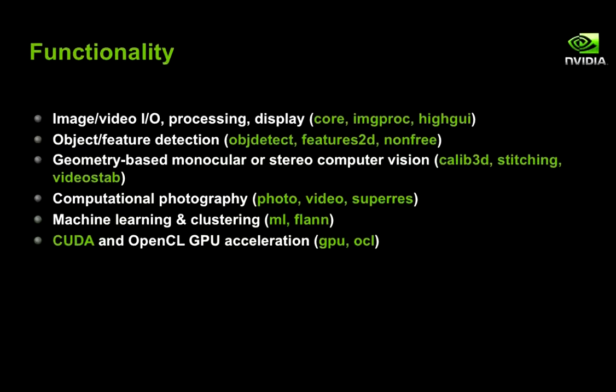There are also modules for object and feature detection. There are modules for doing geometry-based or stereo computer vision, and recently modules have been added for computational photography. There are modules for machine learning and clustering, which contain all your pattern classifiers as well as a number of clustering techniques. And then, like I mentioned, there are also modules for GPU, in CUDA as well as OpenCL.